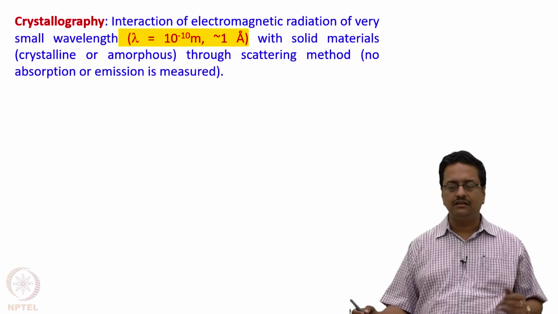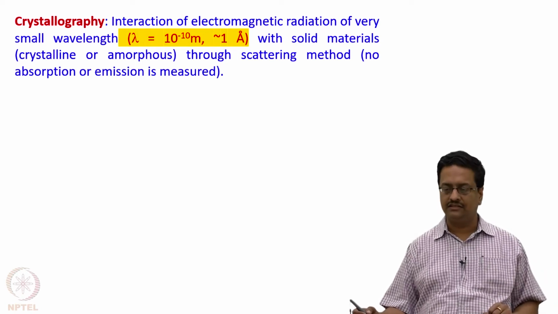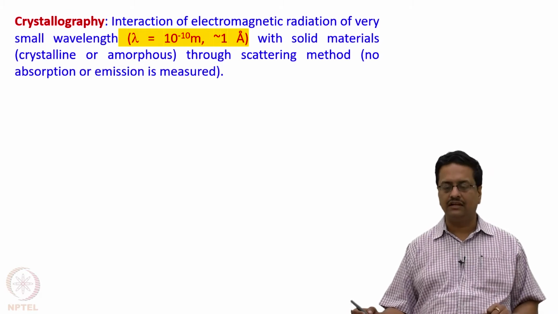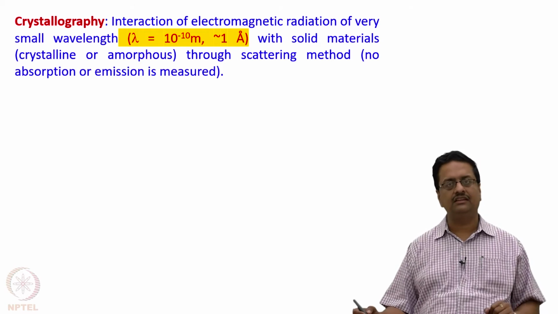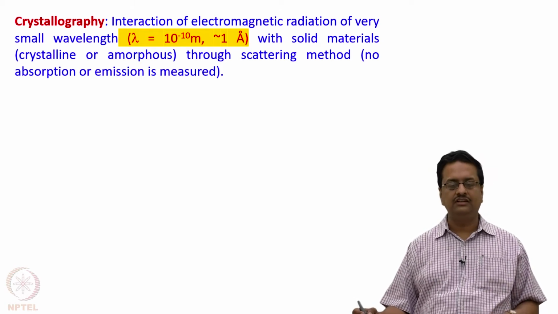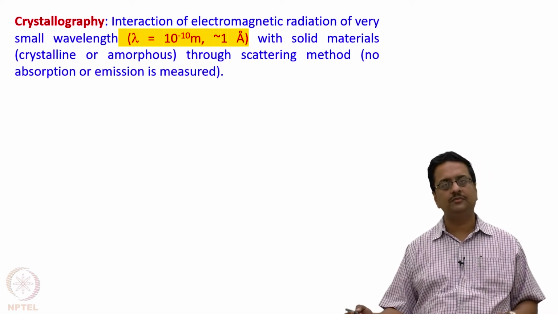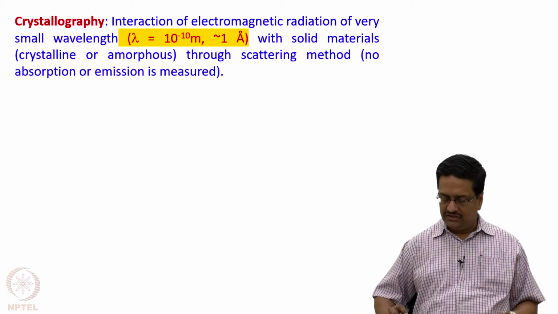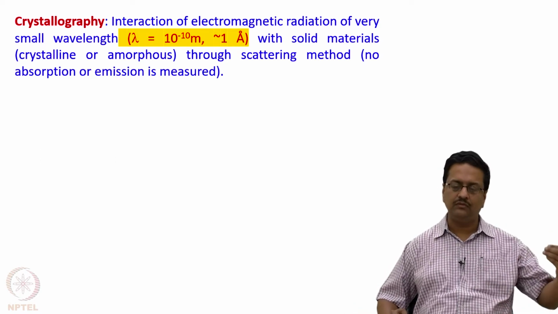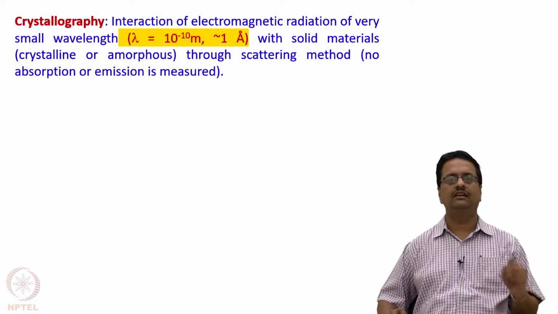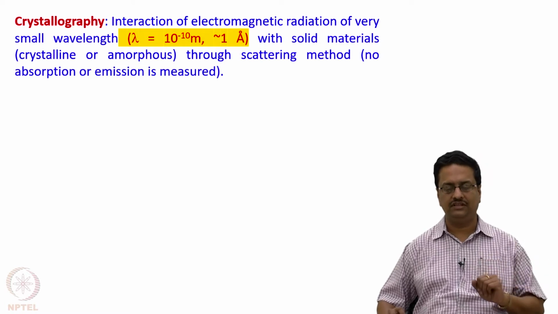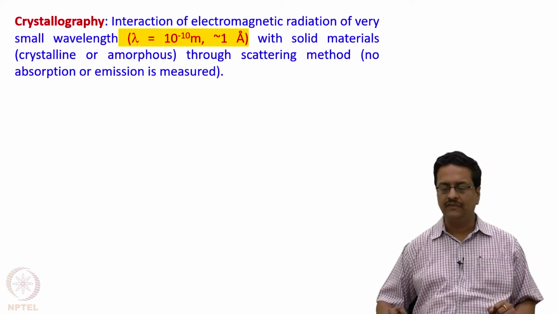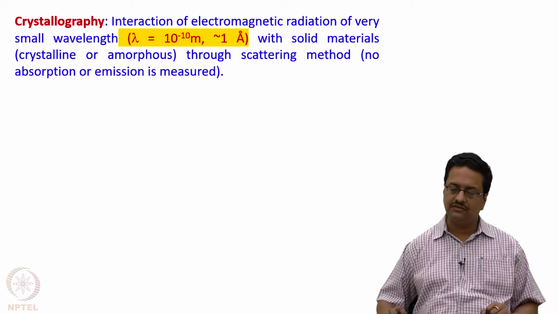In crystallography, we use the interaction of electromagnetic radiation of very small wavelength, on the order of 10 to the power minus 10 meter, that is about 1 angstrom, with solid crystalline materials or amorphous materials through a scattering method, and no absorption or emission takes place. So this is not a spectroscopy. Whenever we talk about X-ray diffraction, we should call it diffraction and not spectroscopy. X-ray spectroscopy, X-ray fluorescence, photoelectron spectroscopy is a different thing. Here we are talking about X-ray diffraction, which is a scattering method.